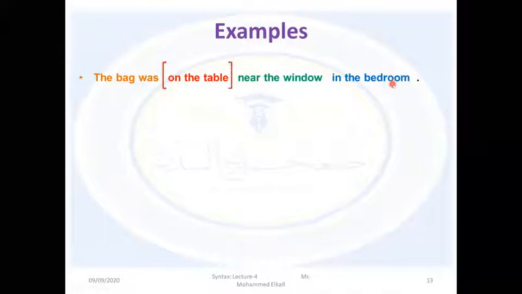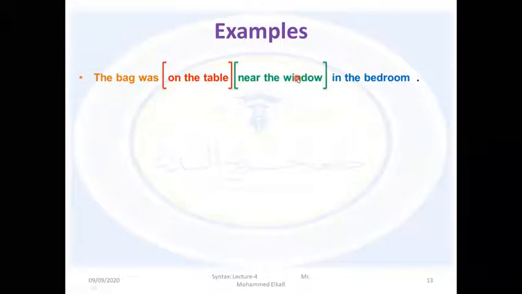So if we include this phrase, we will find what? A prepositional phrase, which includes a preposition plus a noun phrase. On the table is a prepositional phrase. The second one, which is enclosed in green square brackets, is near the window. Near here is a preposition, and the window is the noun phrase. So the whole phrase here is a prepositional phrase.